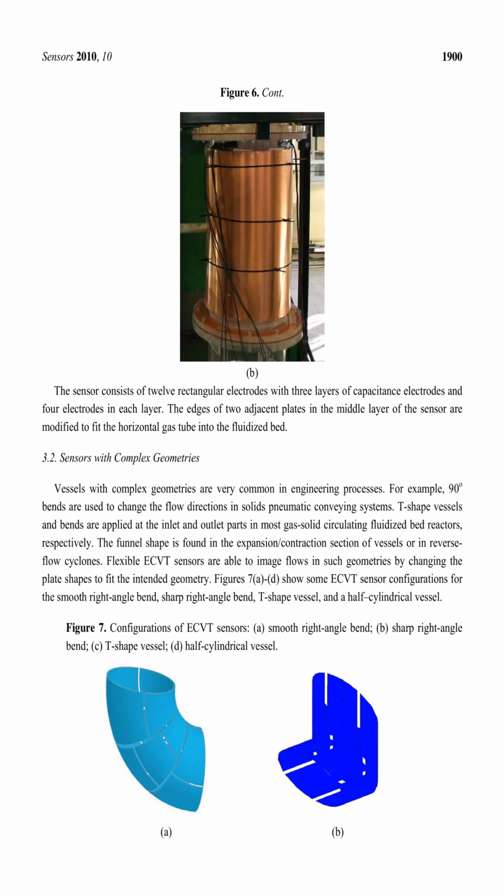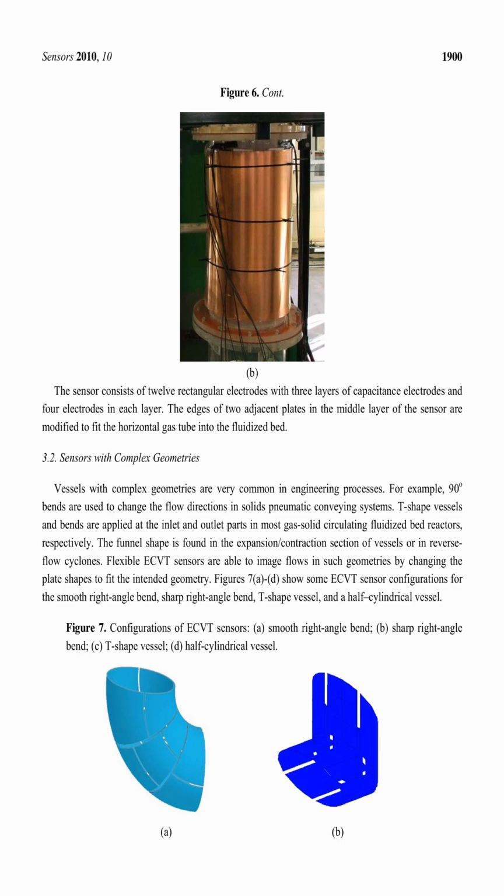The sensor consists of 12 rectangular electrodes with 3 layers of capacitance electrodes and 4 electrodes in each layer. The edges of 2 adjacent plates in the middle layer of the sensor are modified to fit a horizontal gas tube into the fluidized bed.